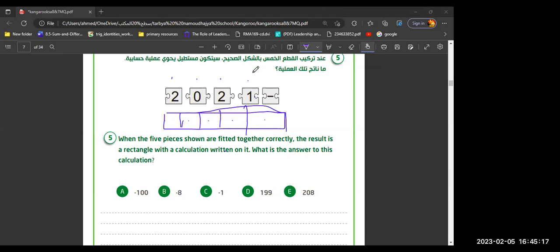Firstly, we're gonna start with the 2. The other 2, the middle. And then we're going to write it at the first number here. And then we're gonna do the minus sign. And then we're gonna put the 1, and then 0 and then 2. So it's 102, which equals negative 100.